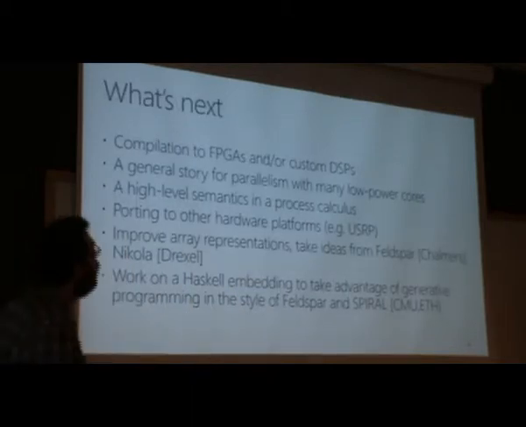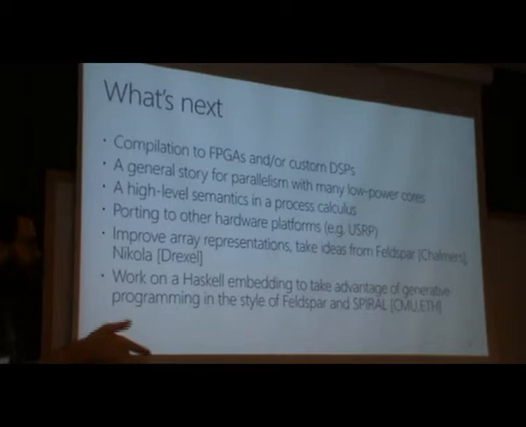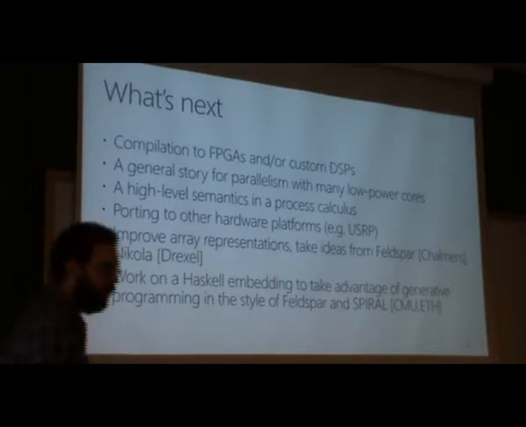So what's next? We're working on compilation to FPGAs and custom DSPs. We need a more general story for parallelism with many low-power cores, not just two expensive high-power cores. High-level semantics in a process calculus, porting to other hardware platforms, USRP, and if people are familiar with USRP and want to help with that, please. Improve array representations, take ideas from Feldspar and Nikola. I think it's a good idea to work on a Haskell embedding to take advantage of generative programming or metaprogramming, in the style of Feldspar and Spiral.